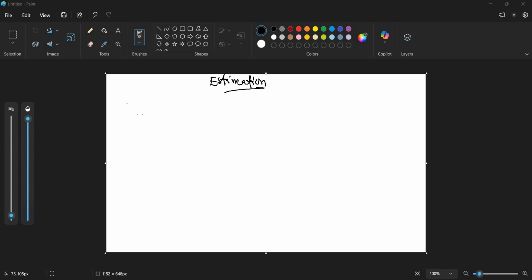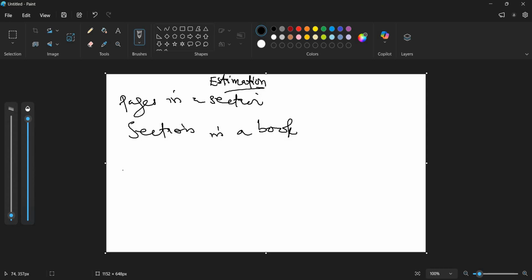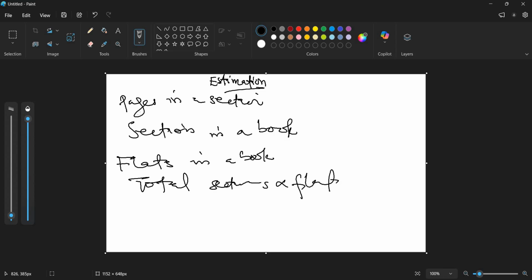Okay, so in this session we'll be talking about pages in a section, sections in a book, flats in a book, then lastly total sections and flats. Flats may be optional. Alright, so these are the things that we'll be talking about in this session.